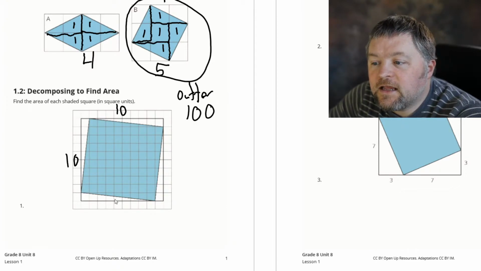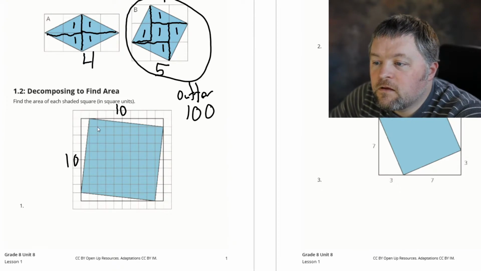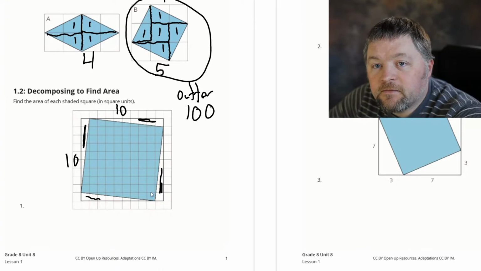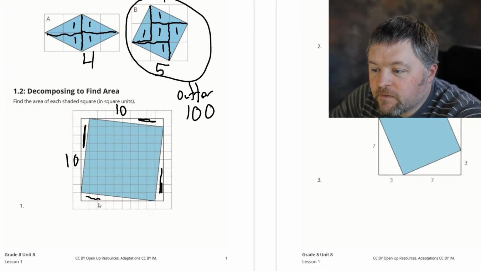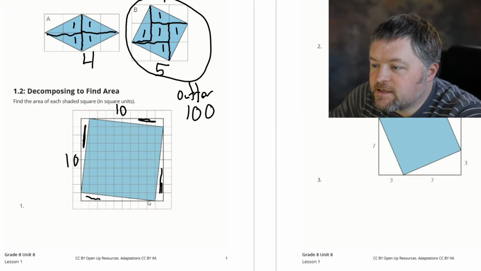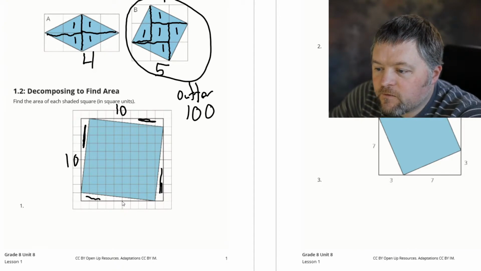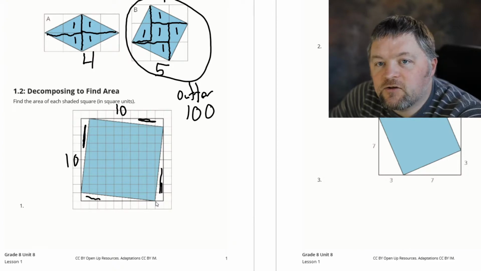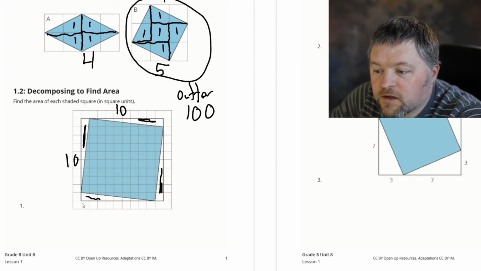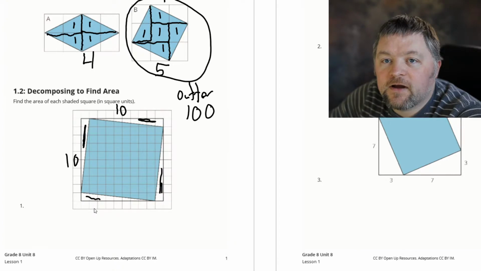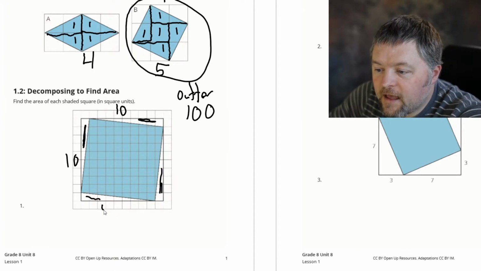If we want the inner square, we can take that outer area and subtract these unshaded triangles. We know how to find the area of a triangle. Base times height divided by 2. Each of these triangles looks to be the same. They are 1, 2, 3, 4, 5, 6, 7, 8, 9 units by 1 unit. 9 times 1 is 9, divided by 2 is 4.5.